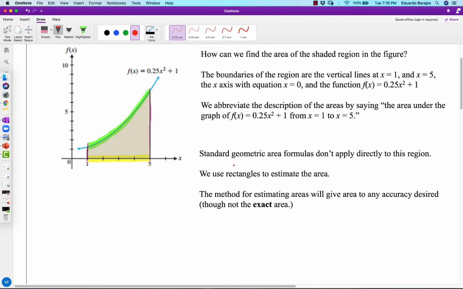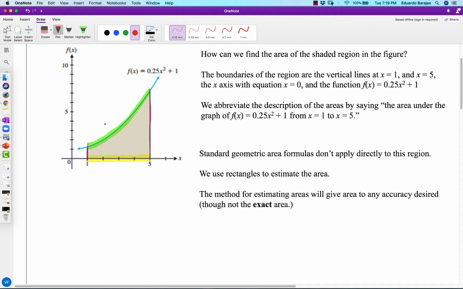Note that standard geometric area formulas don't apply to this region because it's curvy, right? Because of this curviness to it. The only thing that we know has a curvature to it in our standard formulas is the area of a circle, and this is not quite the area of a circle. It has nothing to do with a circle. Otherwise, standard shapes like rectangles and prisms don't help us with this.